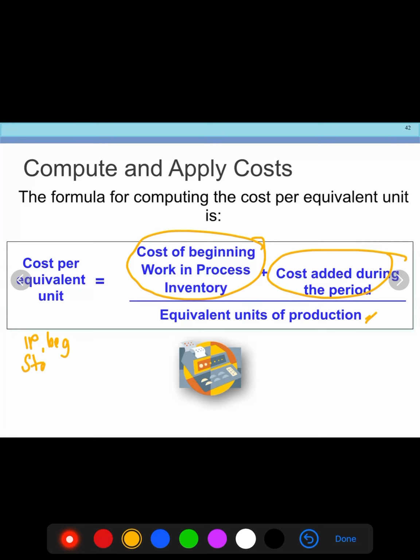In process, beginning, started, in process, end. And, yung completed. Okay? So, pinagsama to. Ito, may kasama yung cost. Alin? Yung cost of beginning working process inventory. Yung started, may kasama rin siyang cost. Alin? Yung cost added during the period.